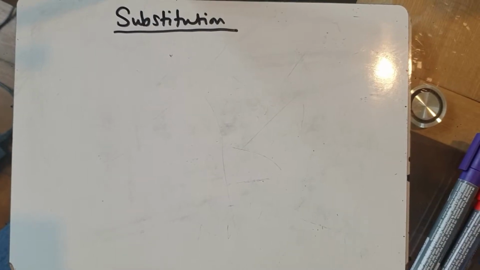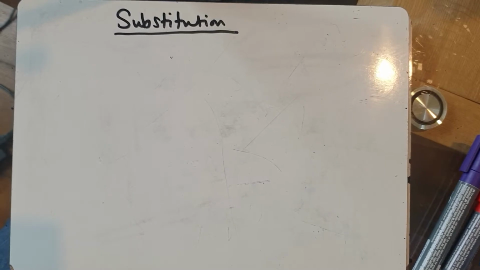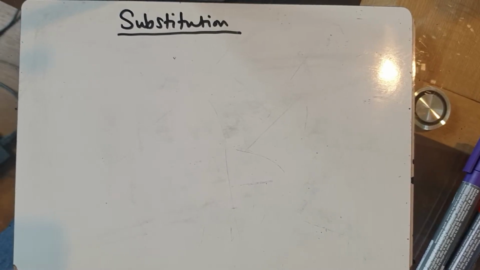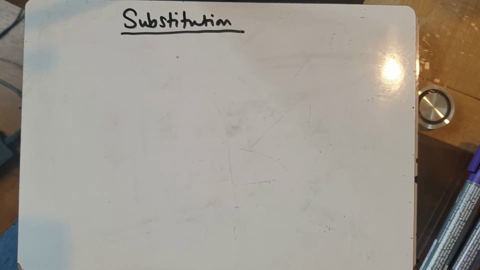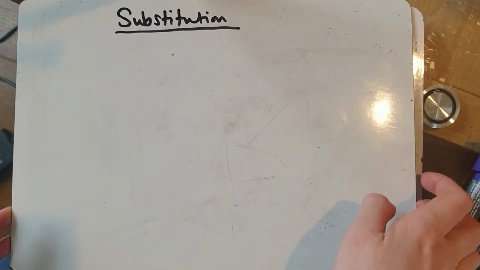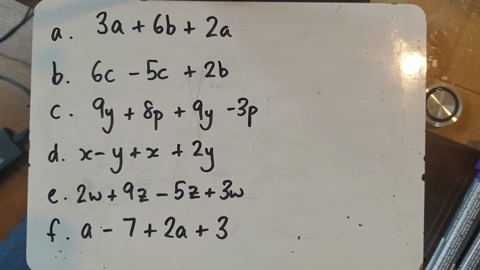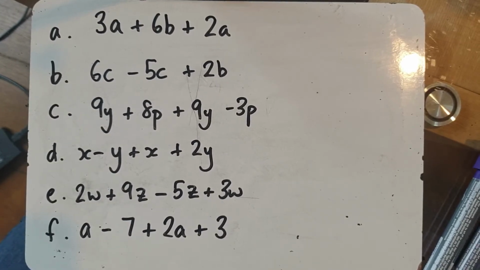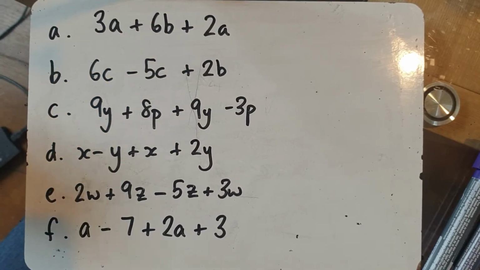Hello Year 7. Today we are going to be doing substitution. We started this before Christmas, but we need to do it properly and make sure we've had enough practice at it. What I want you to do first though is some revision of collecting like terms. We did collecting like terms before Christmas as well. That's where you simplify an expression by collecting the terms that are the same together.